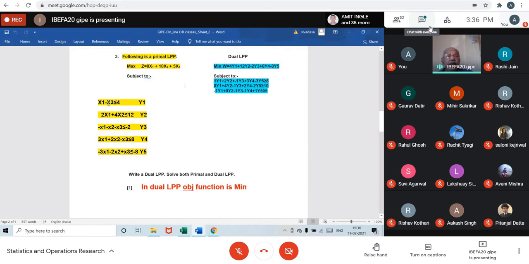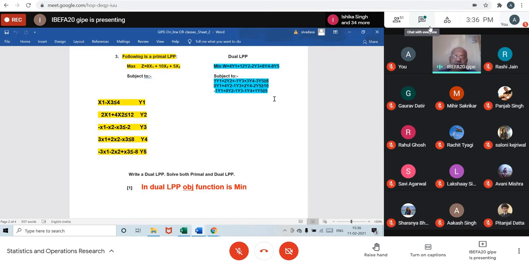Next, 0 into y1, then 4 into y2, minus 1 into y3, 2 into y4, minus 2 into y5 greater than or equal to 10. And 0 into y1, 0 into y2, minus 1 into y3, minus 1 into y4, and 1 into y5 is greater than or equal to 5. So the number of constraints in dual is the same as the number of variables in primal. This is the rule.